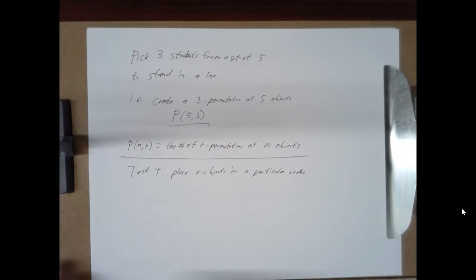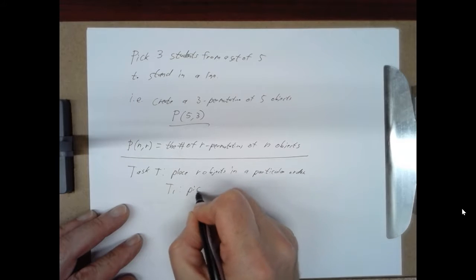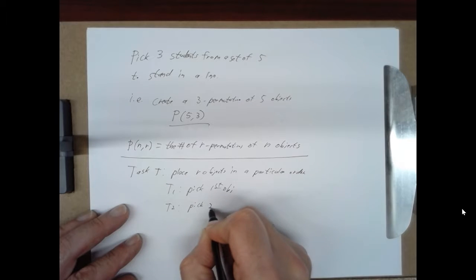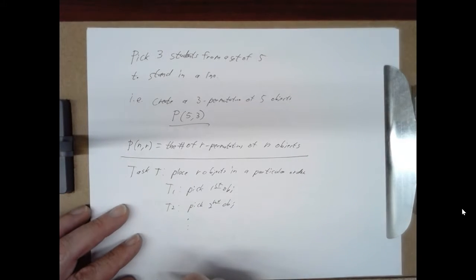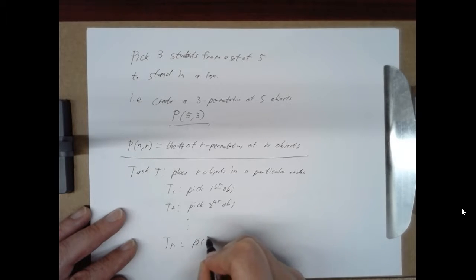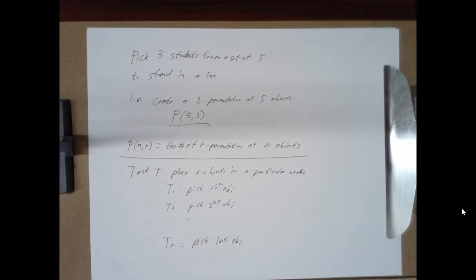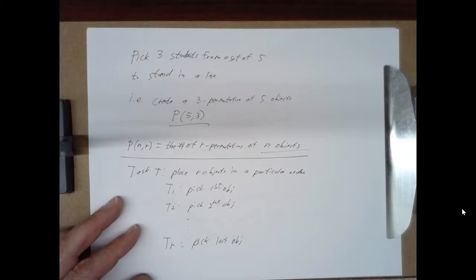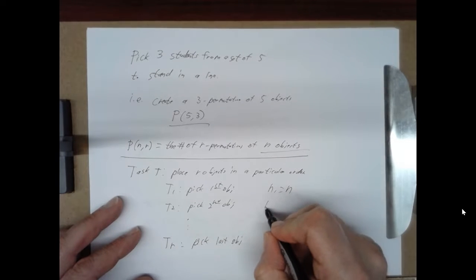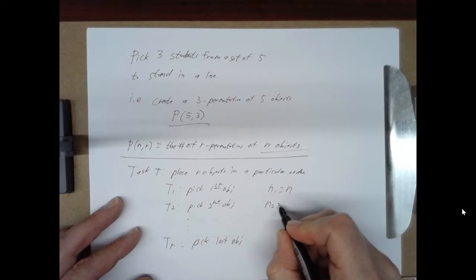And we can break this into subtasks. T1, pick the first object. T2, pick the second object. And so on. And we're picking a total of r objects, so our last subtask will be Tr, which is pick the last object. And we're starting with n objects to choose from, so how many ways can we pick the first object? Right, we can do that n ways. How many ways can we pick the second object? n minus 1.